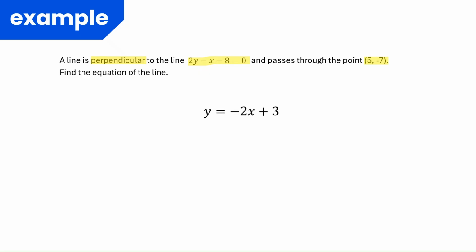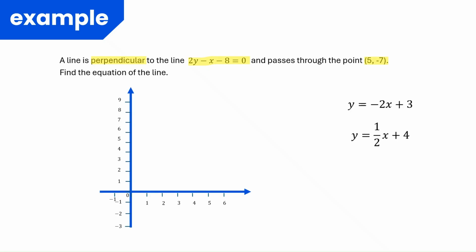Let's plot both of these lines so we can visualise the problem. Pause the video and try and plot both of these lines yourself. Now on normal graph paper you would see that these are quite clearly perpendicular lines. Now my axes are a little bit off so they don't look that perpendicular.